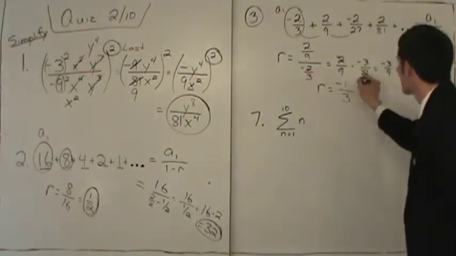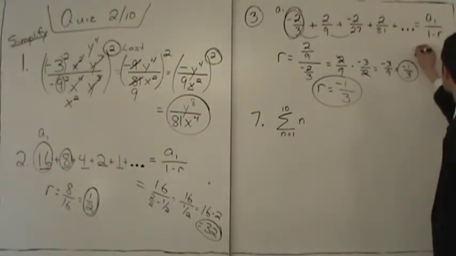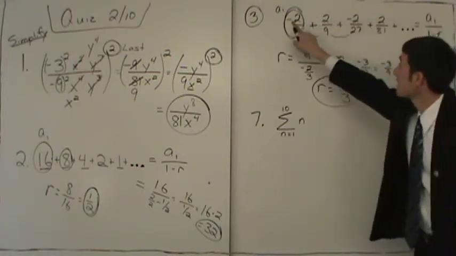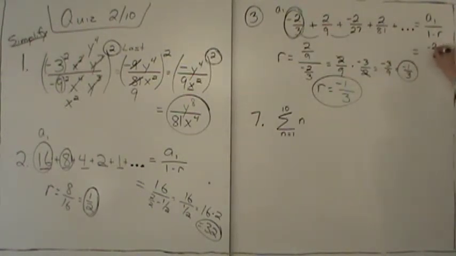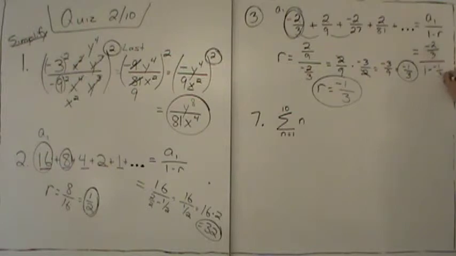Since we have an r value of negative 1/3 and an a sub 1 value of negative 2/3, we can now use our formula, a sub 1 over 1 minus r. A sub 1 is negative 2/3, so we get negative 2/3 over 1 subtract the r value, which is negative 1/3. Now be careful here. Subtract negative 1/3 changes to add, so we have 1 plus 1/3. What form of 1 do we want? We want 3 over 3. So we change 1 to 3 over 3, and now add.